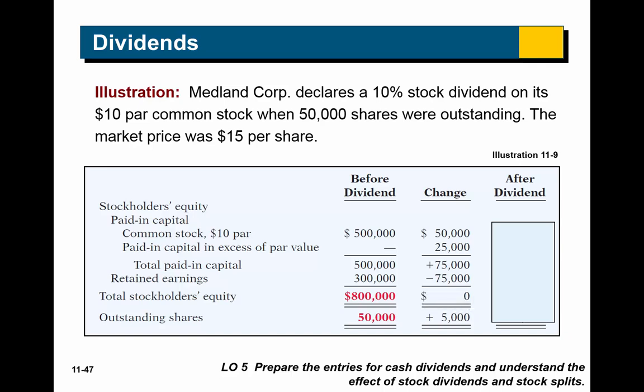So the change to total stockholders' equity will be 0, but the change to shares outstanding will be 5,000. I'll tell you why I got confused. My brain skipped for a minute.